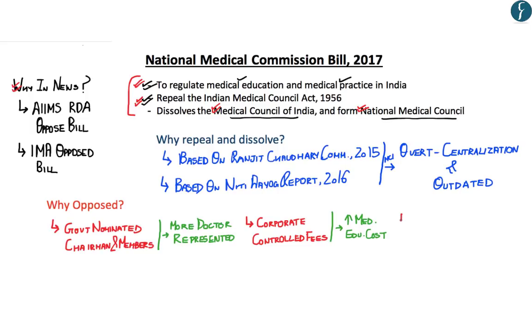Now, the third point on which it is being opposed is that it allows Ayush practitioners to prescribe allopathic medicines after completing a bridge course. According to the Doctors Association, this is an experimental system and requires further studies and scrutiny before it is implemented.